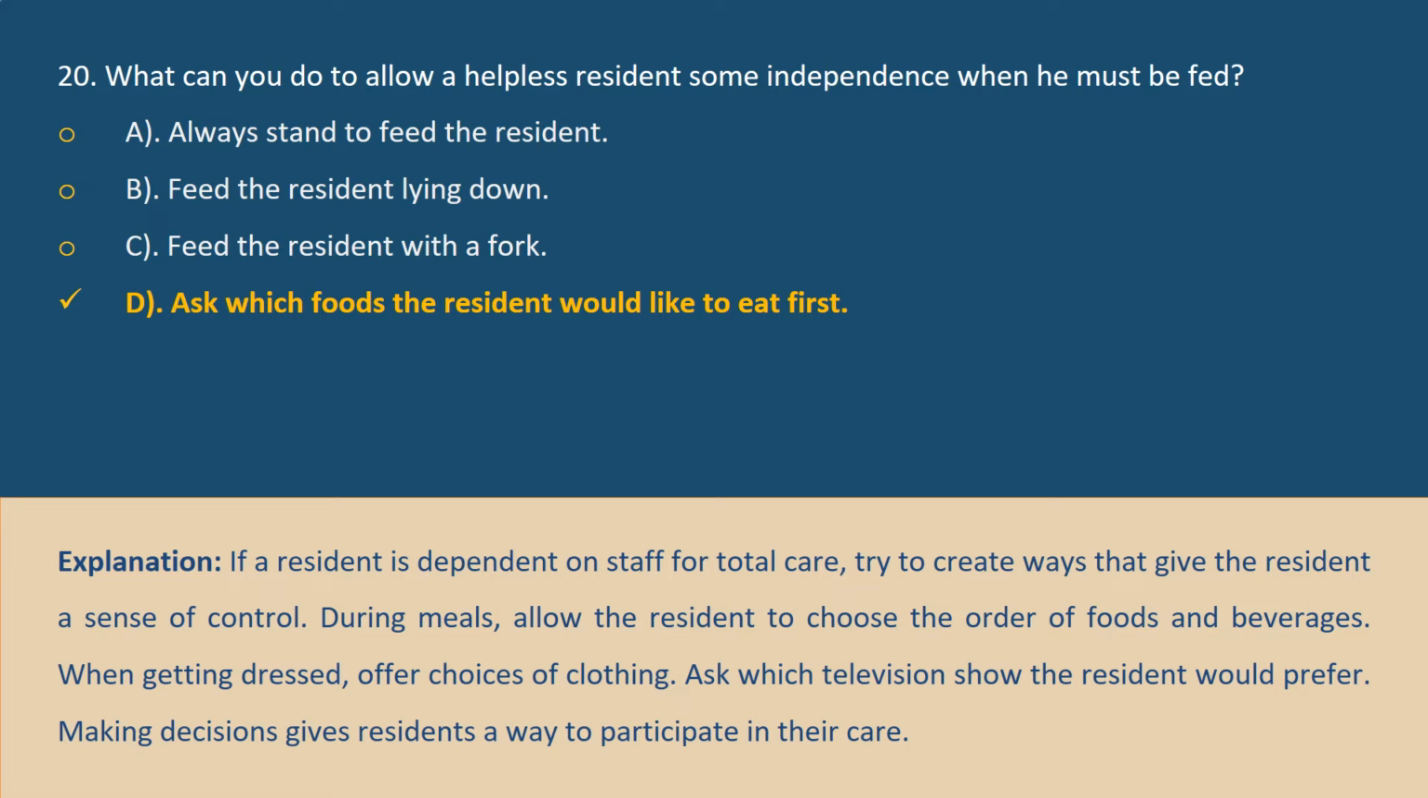Explanation. If a resident is dependent on staff for total care, try to create ways that give the resident a sense of control. During meals, allow the resident to choose the order of foods and beverages. When getting dressed, offer choices of clothing. Ask which television show the resident would prefer. Making decisions gives residents a way to participate in their care.